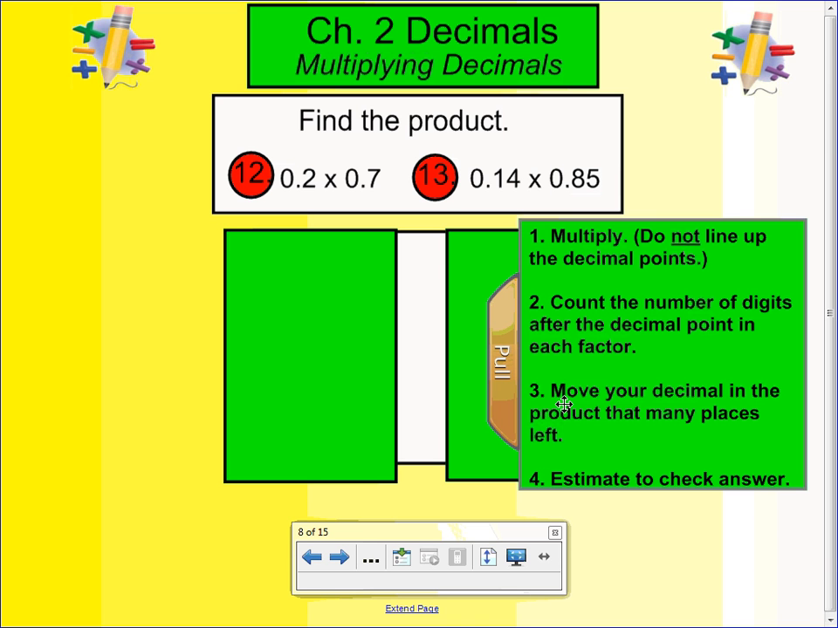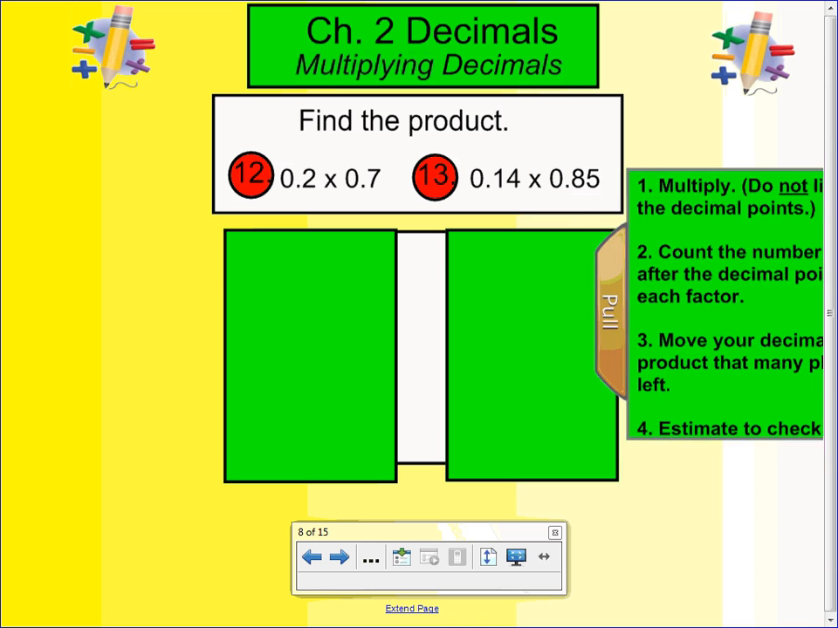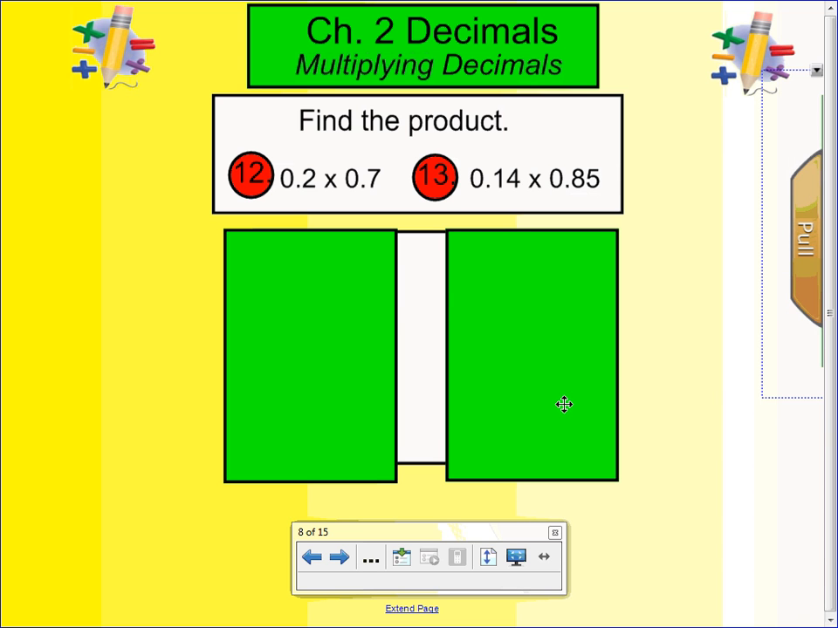And then we always estimate just to check our answer. I also gave you a tip that if there's a 0 in the whole number position, you don't need to write that in your multiplication problem. It just causes extra steps for you. So go ahead, pause the videocast, and try these 2 on your graph paper.